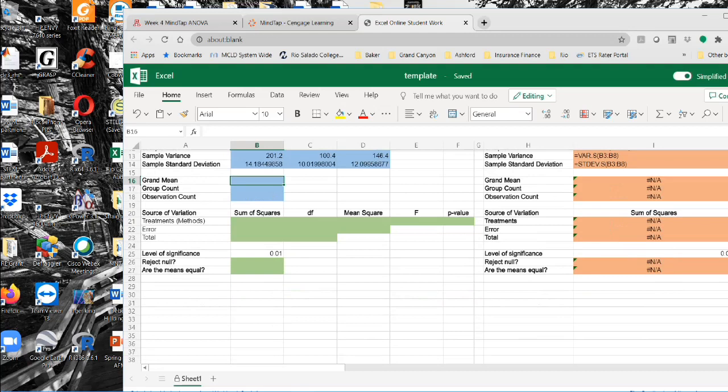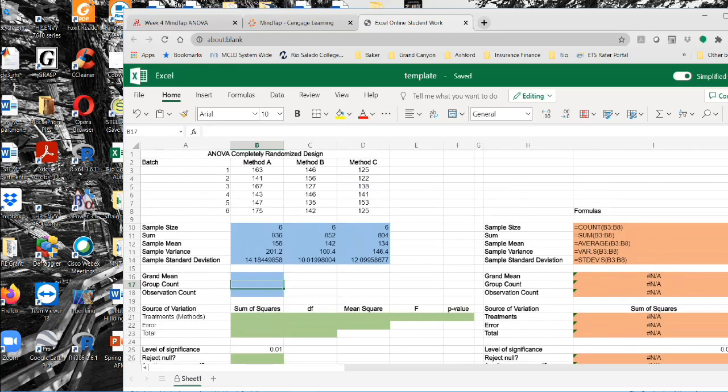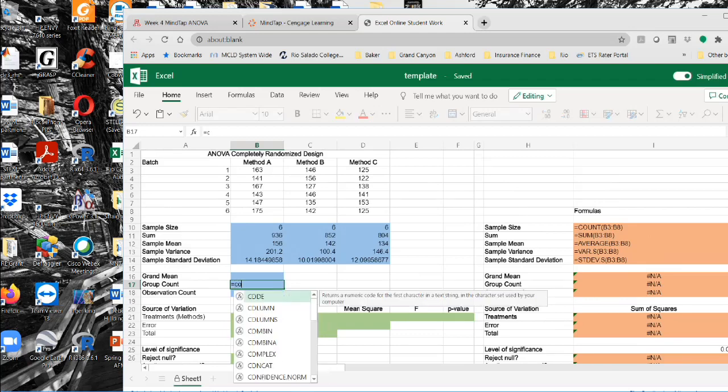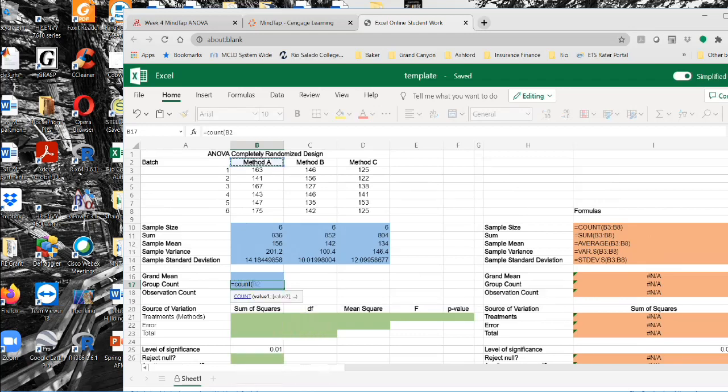Okay, so your next thing is to fill these out. There are 3 groups here. I could also just do equals count how many groups there are. That didn't seem to work. Okay, maybe I need to do count. Just do it on the numbers instead of the titles there. Okay, so there's 3 groups, and then the number of observations. There's 6 observations in each of those 3 groups, and so basically I want this to turn out to be 18.